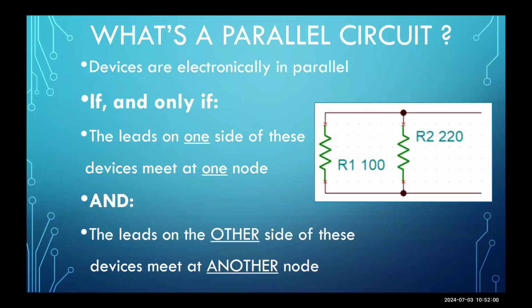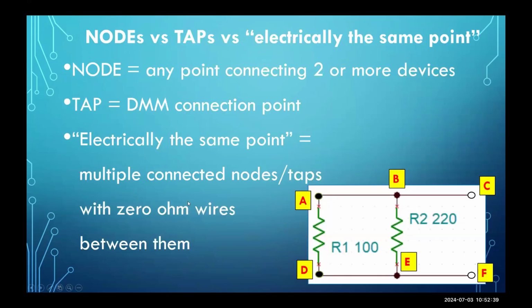So this is an if and only if statement. I'll repeat it because I'm one of the most redundant instructors that you'll come across. Devices are electronically in parallel if and only if the leads on one side of these devices meet at one node, which they do at the top, and the leads on the other side of these devices meet at another node, which they do at the bottom. So tip to the wise, as you've been continually journaling your information from these training videos, please do channel this into your journal. Next.